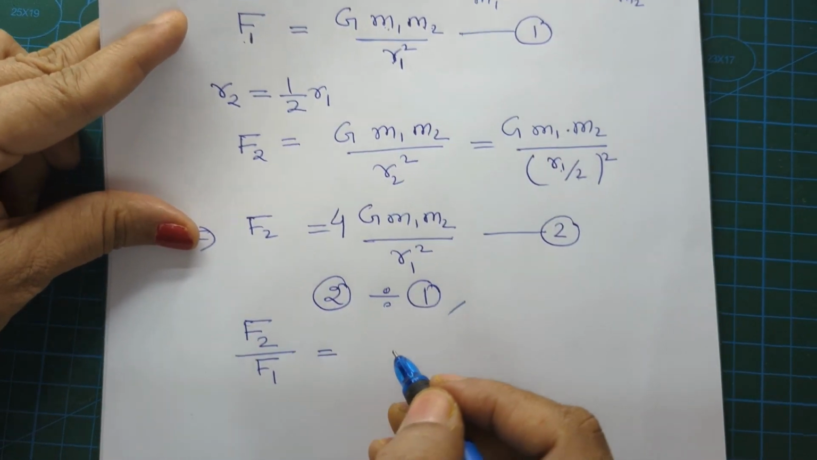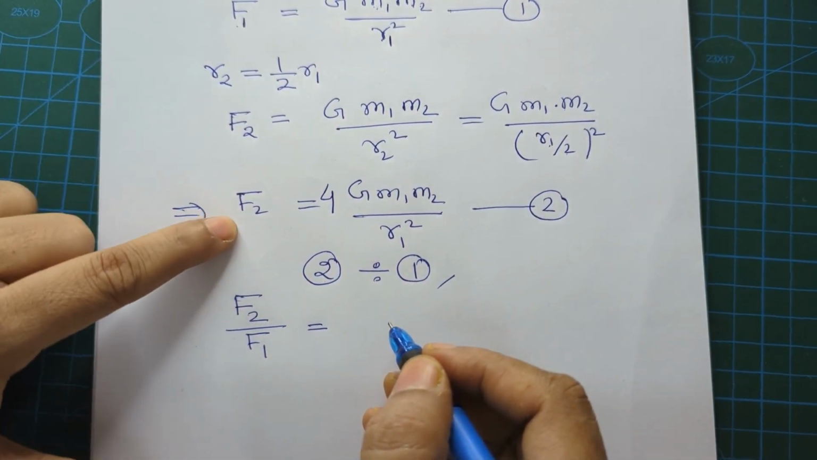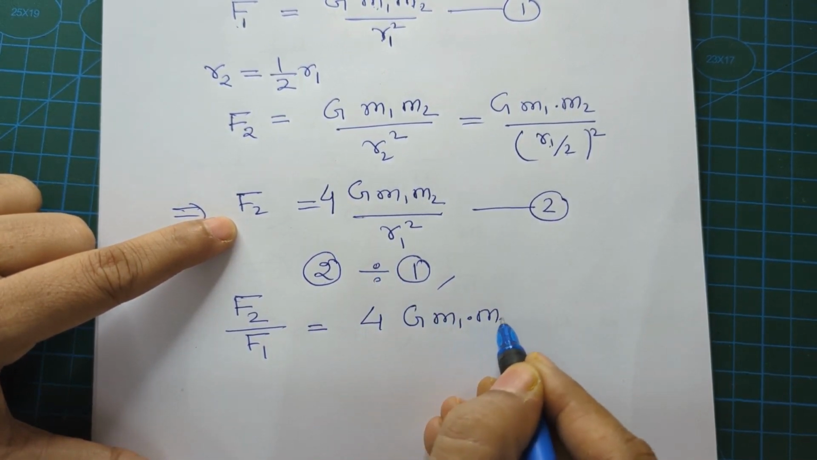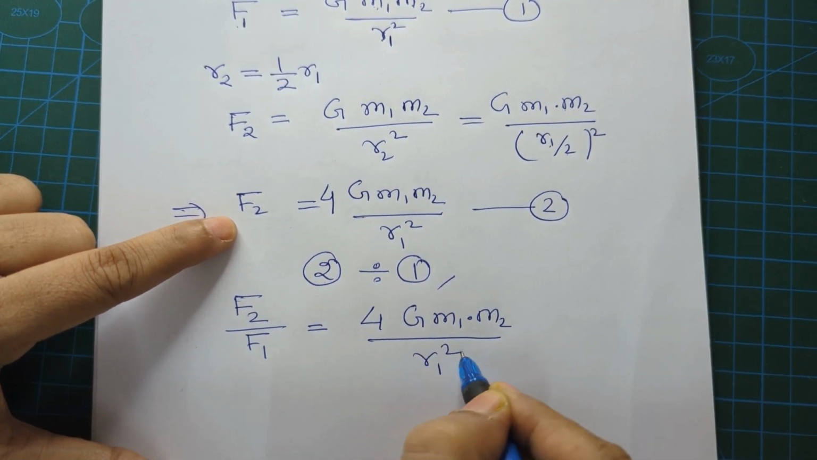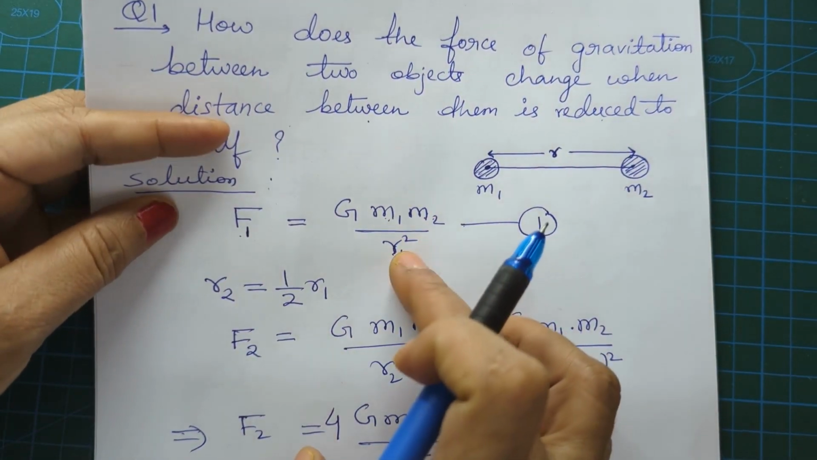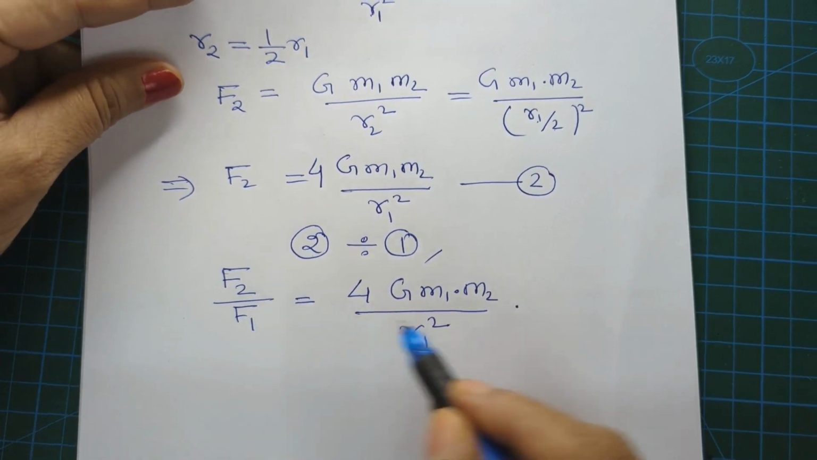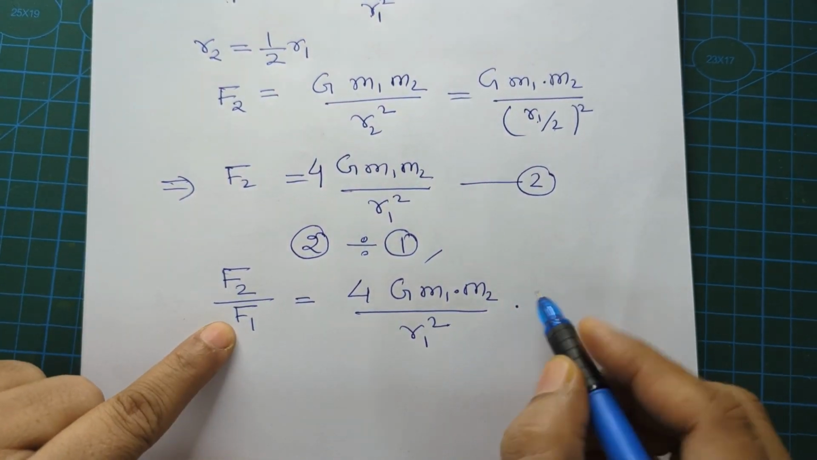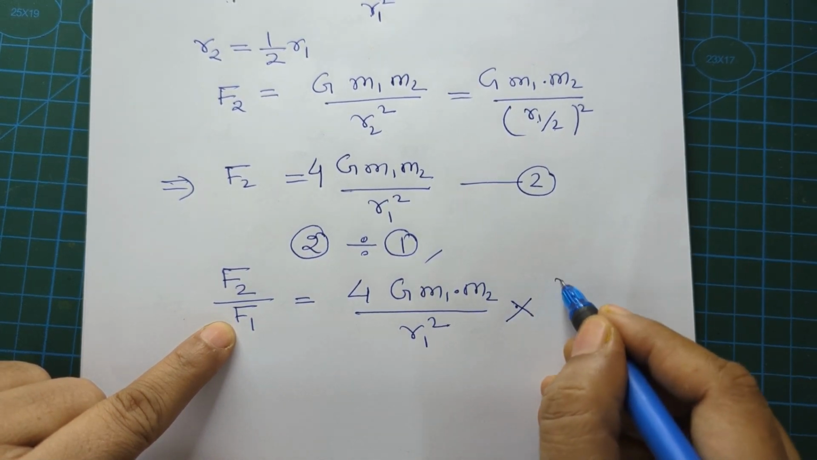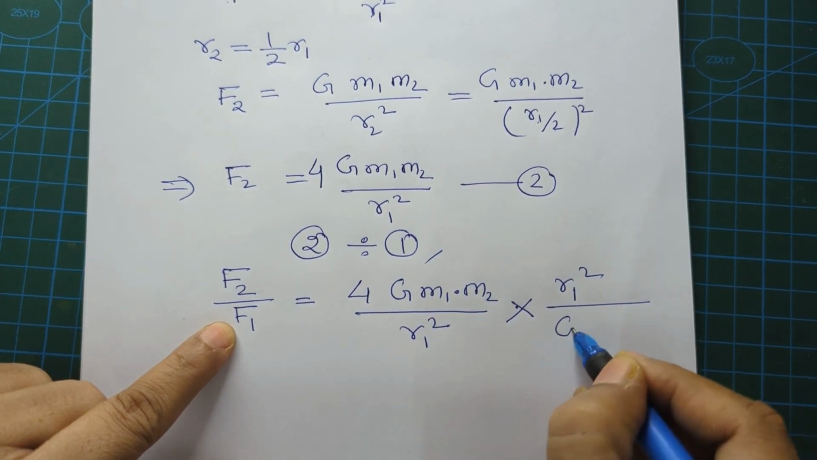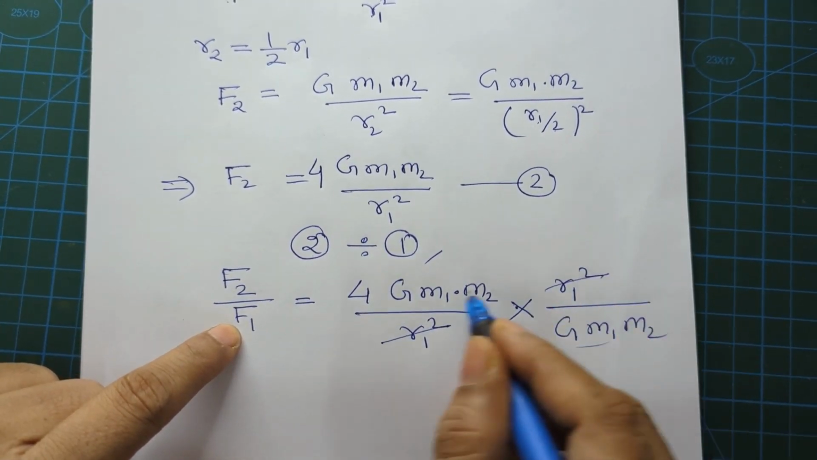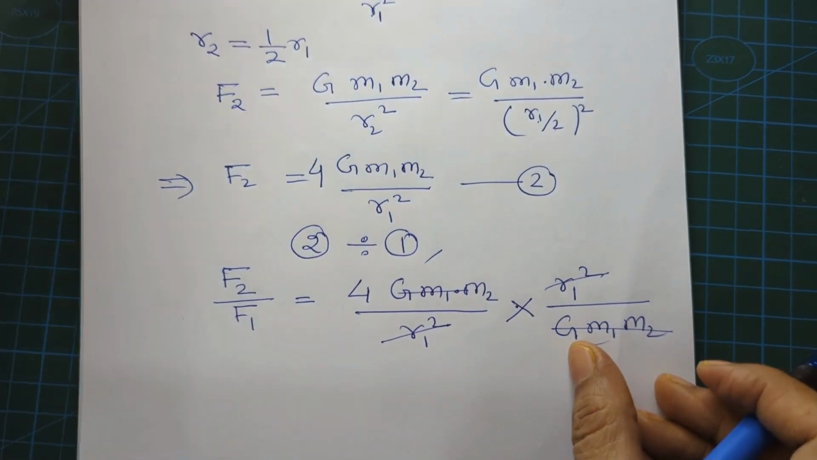On the right hand side, first we will write the equation for F2, that is 4G m1 into m2 by r1 square, divided by F1. F1 is G m1 m2 by r square. When we are dividing two fractions, the denominator fraction can be written as a reciprocal if we convert the division to a product. So this comes out as r1 square by G m1 into m2. This is for F2. What things cancel? Let them cancel. All of them in fact cancelled except the number 4.